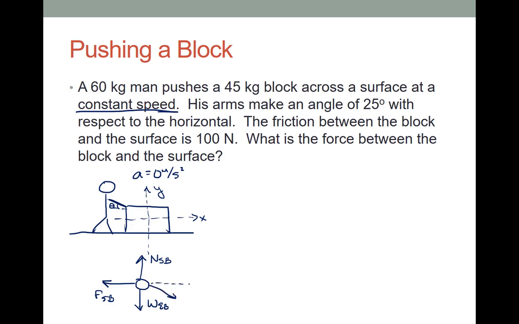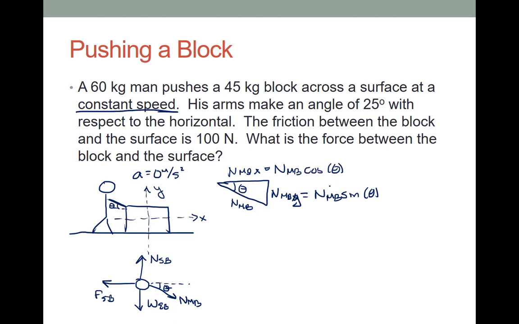And we have the normal from the man on the block acting at our 25-degree angle. That's supposed to be a theta. It didn't turn out very well. Looking at the normal of the man on the block, here is theta. We see that the y component is going to be the normal from the man on the block times the sine of our angle. And the x component will be the normal between the man and the block times the cosine of the angle.